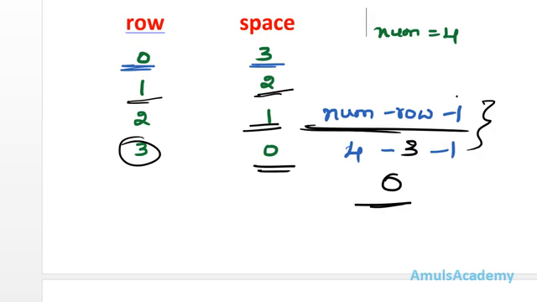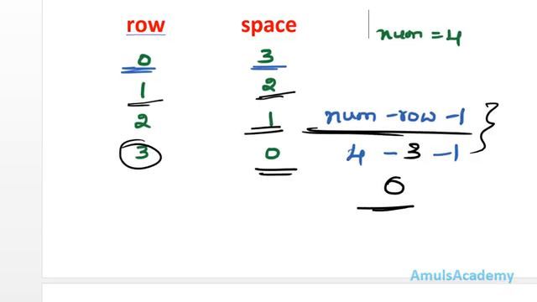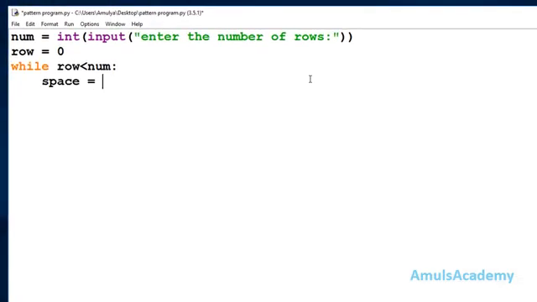So next in my program, here I'll take one variable called space, and I'll write num minus row minus 1. This will tell us how many spaces we want in each row. This is the formula. Next, I'll take a while loop. To print space, we need a while loop. So here I'll check when space is greater than 0, I want to print space. So print, end is space.